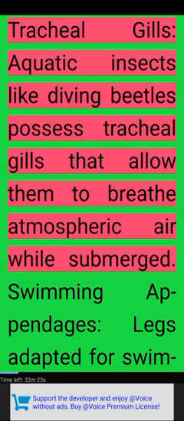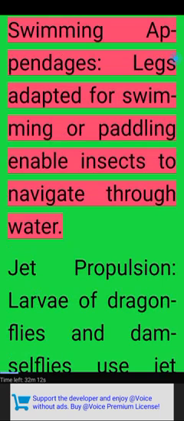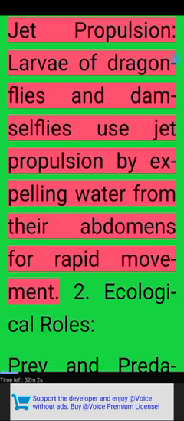Tracheal gills. Aquatic insects like diving beetles possess tracheal gills that allow them to breathe atmospheric air while submerged. Swimming appendages. Legs adapted for swimming or paddling enable insects to navigate through water. Jet propulsion. Larvae of dragonflies and damselflies use jet propulsion by expelling water from their abdomens for rapid movement.